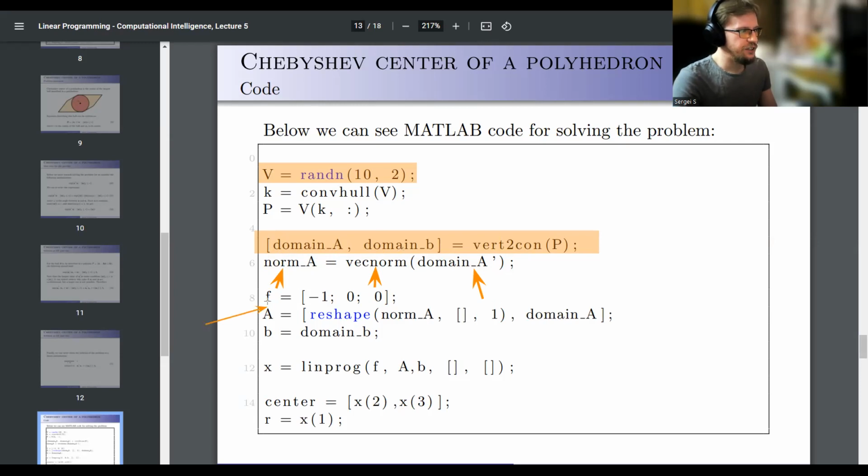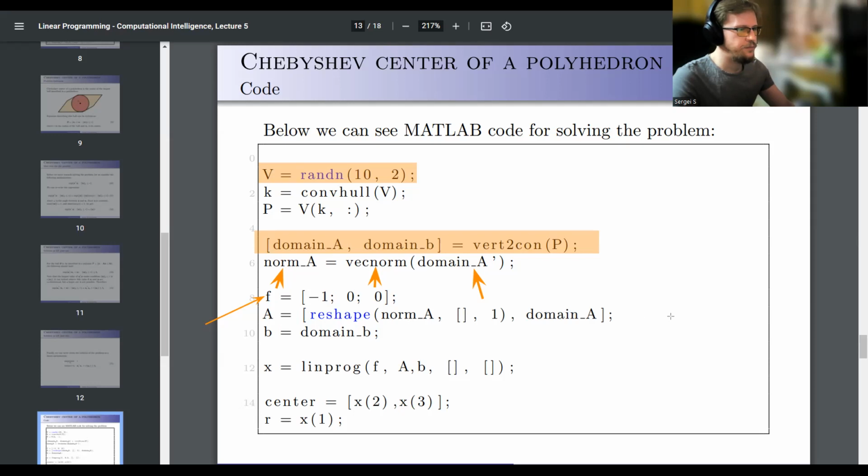Next, I define the cost. The cost is f equals [0, -1]. What is -1? Well, it means that we want to minimize minus r. So we want to maximize r. Minimizing minus r is the same as maximizing r. I think it's clear, right?